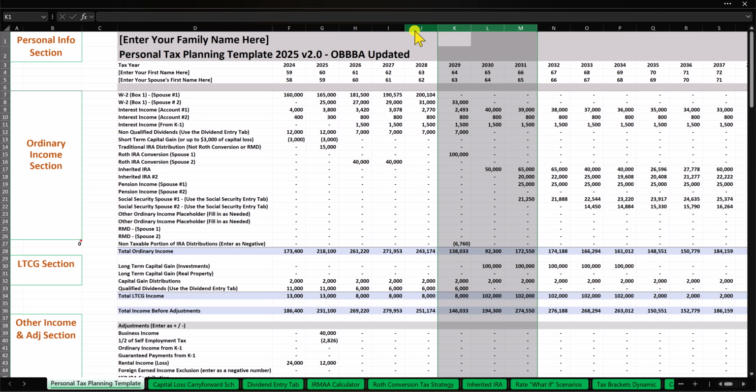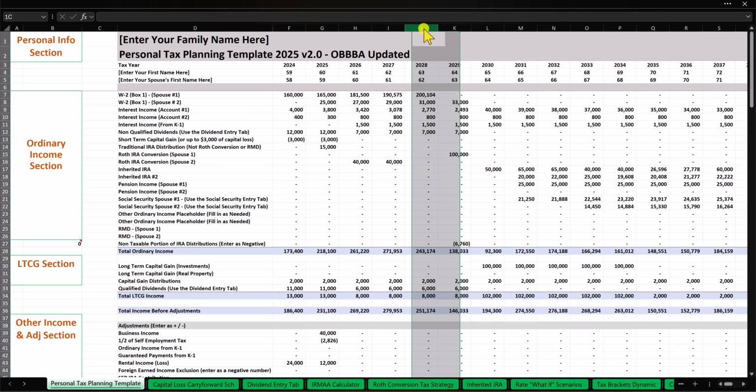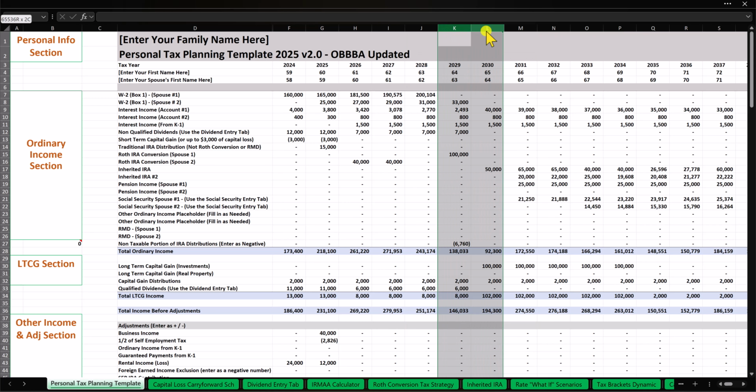But there's another factor I want you to consider as well regarding the changes that may occur between the employment years and then the early retirement years.